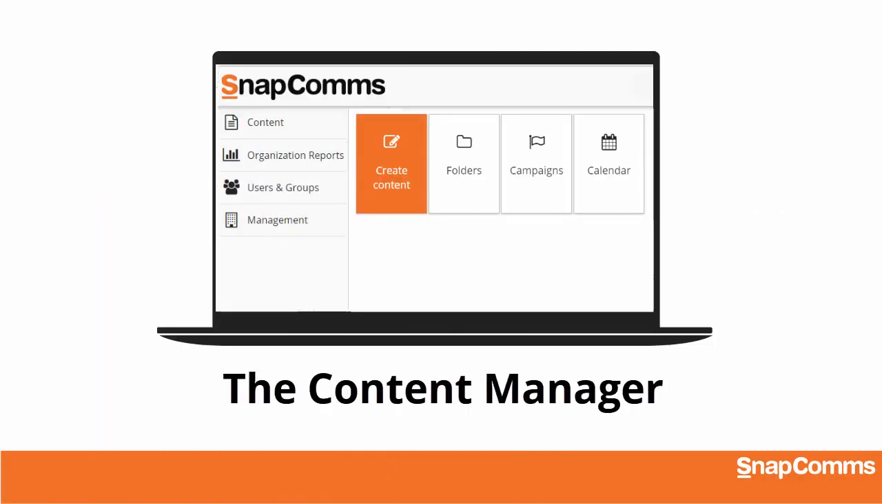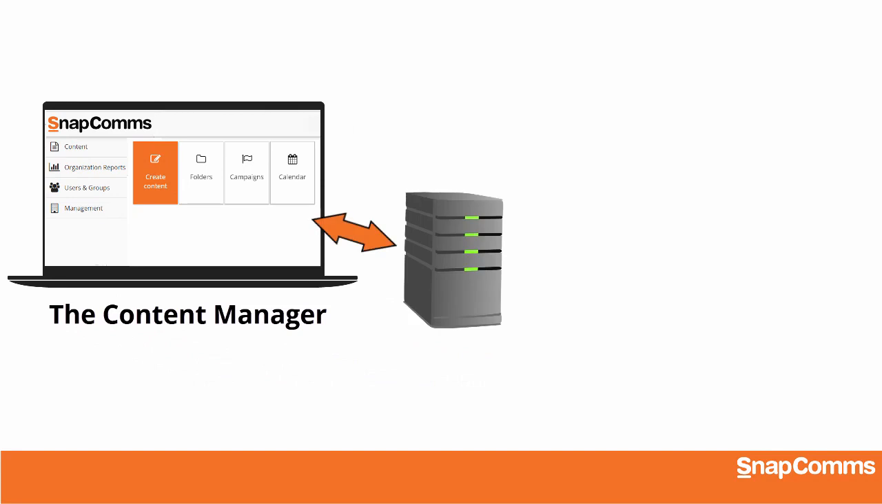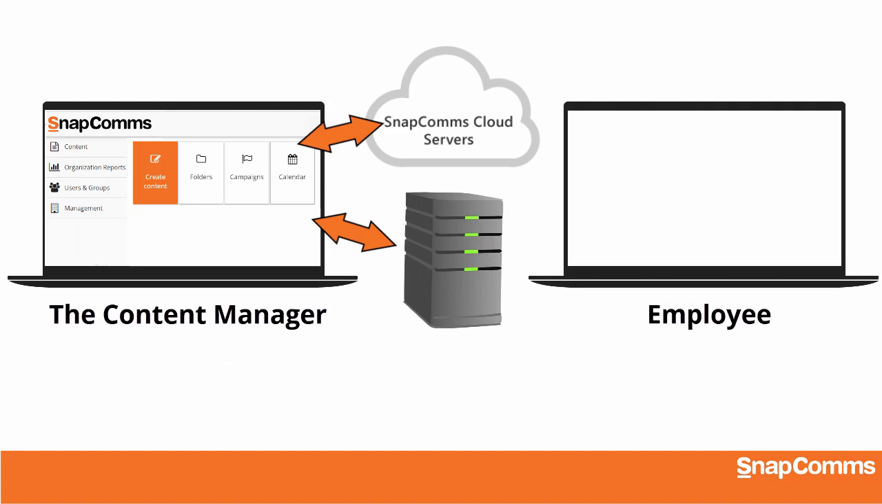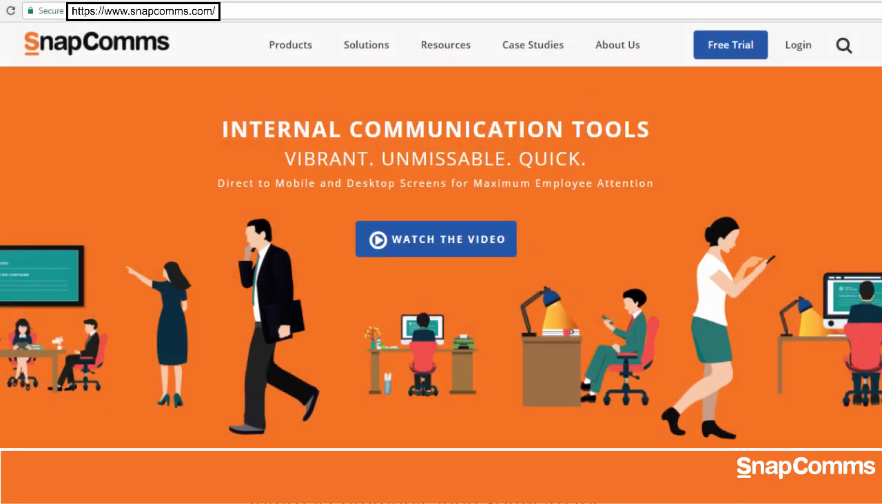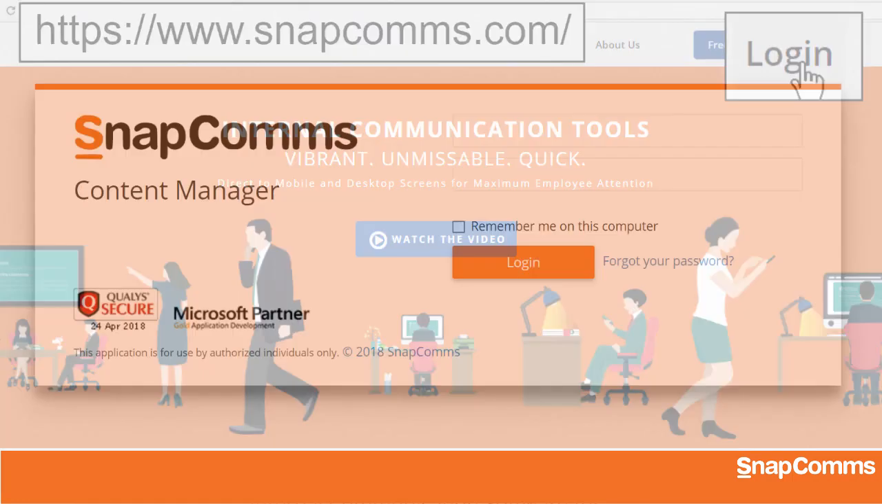This video will help you get started in the Content Manager, an online platform where you can create, send, and manage your messages. Then you'll publish those messages to a private server or to our server in the cloud. And finally, each employee's computer will have a copy of the SnapComms app program, which will connect with the server and deliver your message. To get started, just go to snapcomms.com and click Login at the top.